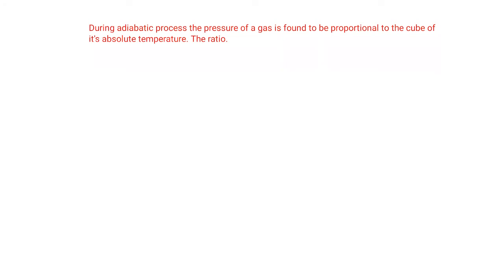The ratio Cp by Cv of the gas is... Option A 4/3, option B 2, option C 5/3, option D 3/2. Yeah, we will solve.